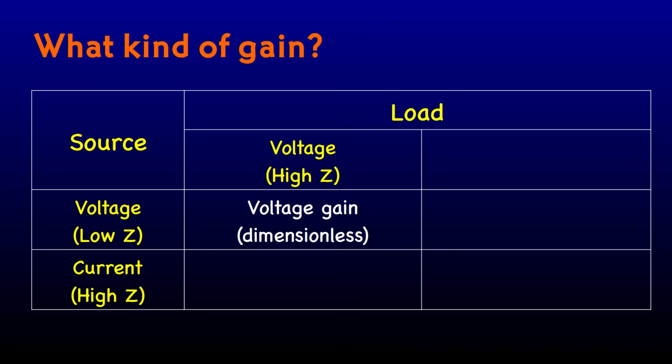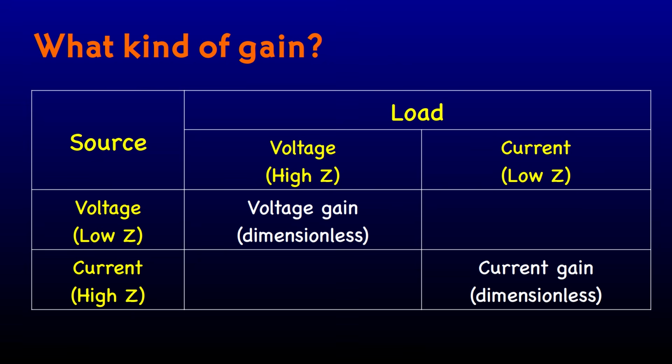Of course, sometimes our signals are currents rather than voltages. In this case, the desired impedances are reversed. We want the source impedance to be as high as possible so that the current stays nearly constant as the load varies, and the load impedance to be as low as possible. Once again, the circuit gain is a unitless quantity. It's the output current divided by the input current, and the units cancel out.